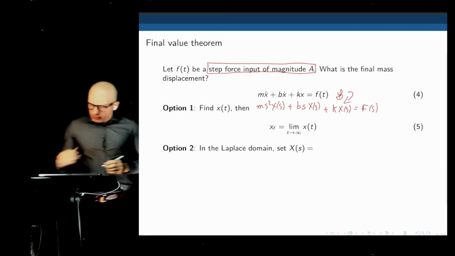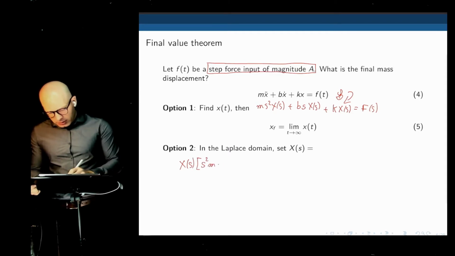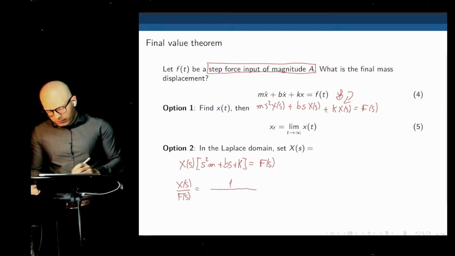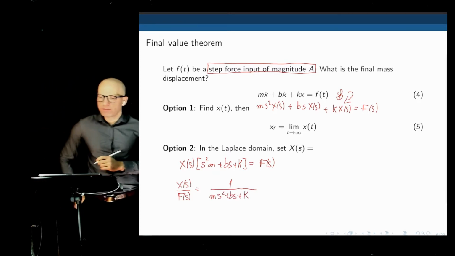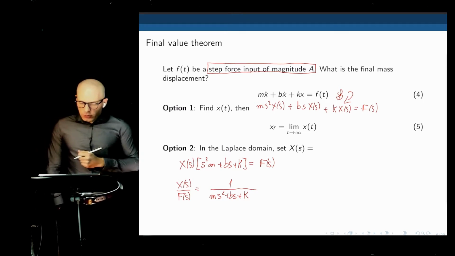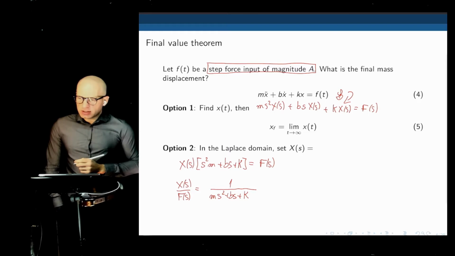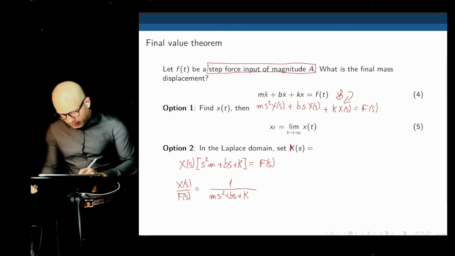Very good. We can factor out x of s. So (m s squared plus b s plus k) x of s equals f of s. And we can create the transfer function, output divided by input, which is 1 over m s squared plus b s plus k. That's the transfer function between force and displacement. Now, if you want the final value for a step input, we need to define the force as a step input. So to do that, we can set f of s. This should be f, not x here.